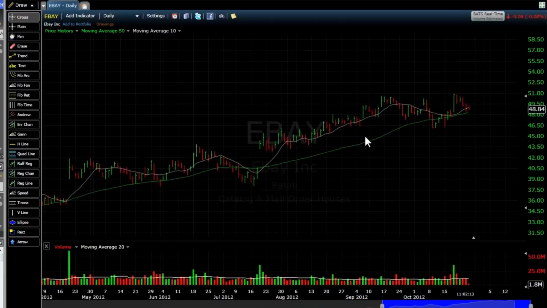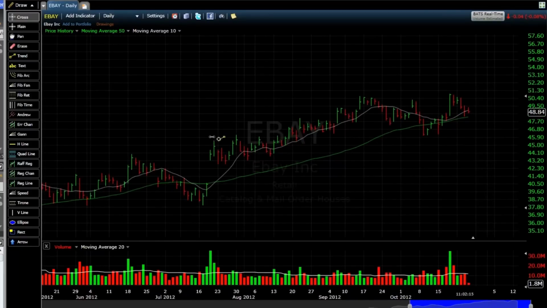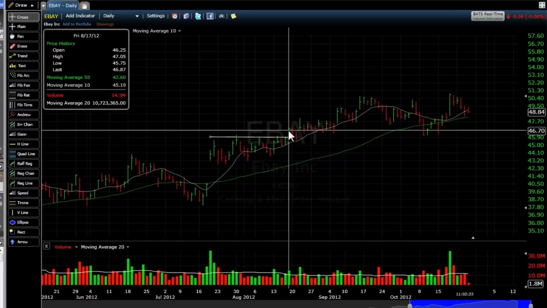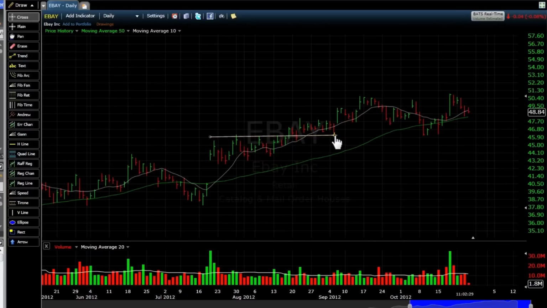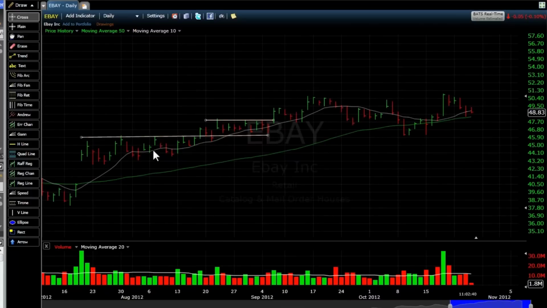Let me show you. Let's take a look at eBay. Okay, notice here, there's our resistance line. Okay, the stock couldn't make it through multiple times, and then it broke through right here on this day, Friday 8/17/2012. Then that became our support line, but this became our resistance line right there. Okay, so the stock was trying, couldn't make it through. It tried again, couldn't make it through. Finally it went through, and then it had a new resistance line, and this became our support.